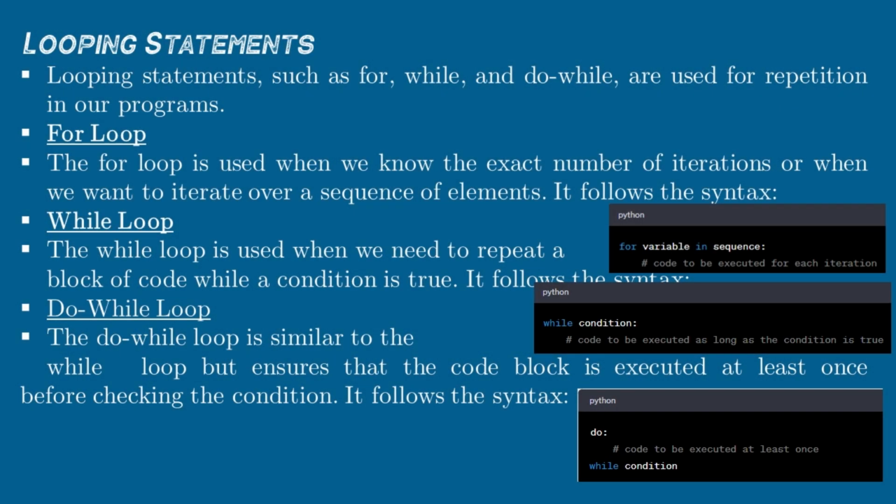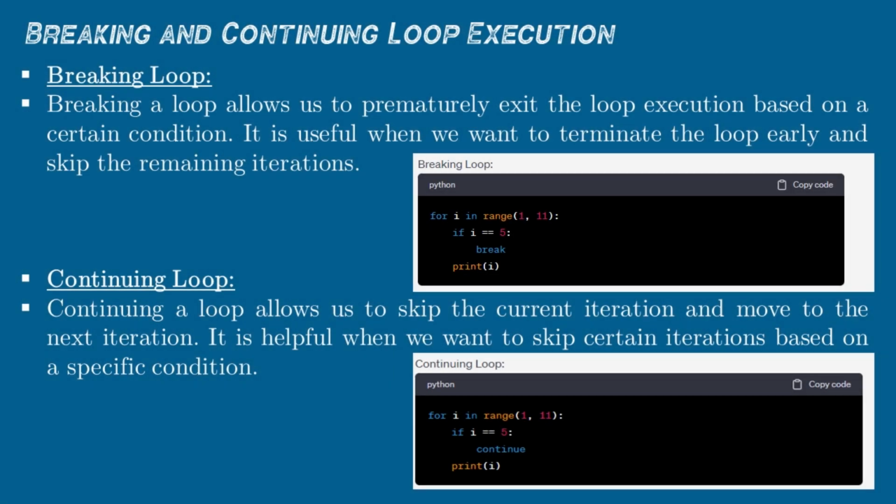Looping statements. Looping statements, such as for, while, and do while, are used for repetition in our programs. The for loop is used when we know the exact number of iterations. It allows us to iterate over a sequence of elements. The while loop is used when we need to repeat a block of code while a condition is true. The do-while loop is similar to the while loop but ensures that the code block is executed at least once before checking the condition.